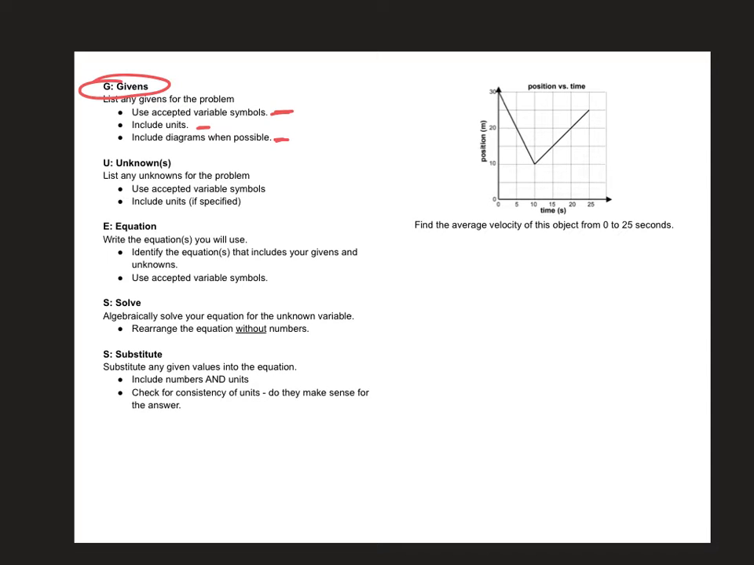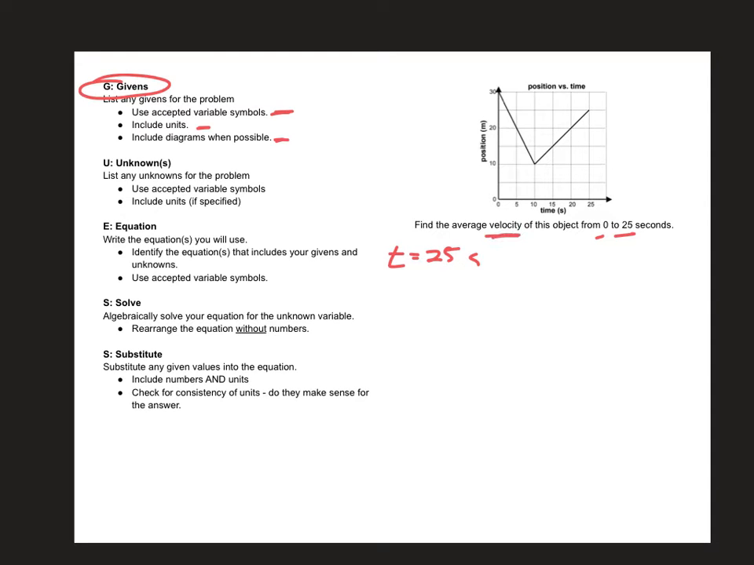So let's see what's going on here. It says find the average velocity for this object from 0 to 25 seconds. The fact that it's giving me 0 to 25 seconds tells me right away there's a time involved from 0 to 25 seconds. Well, how much time goes by from 0 to 25 seconds? 25 seconds.